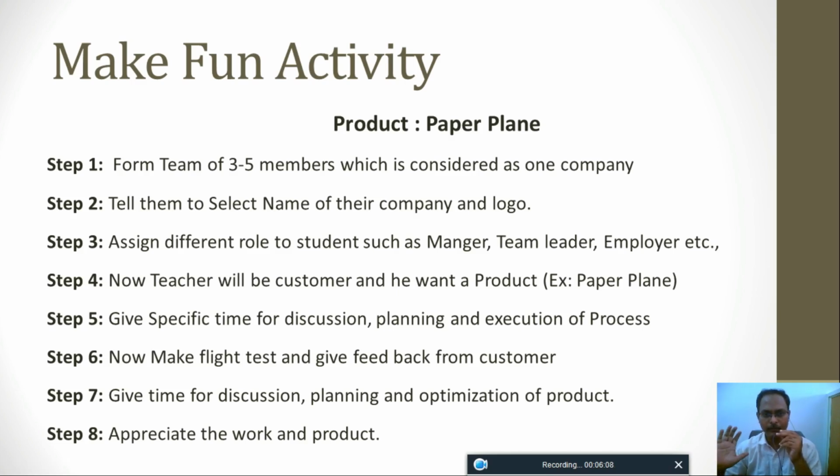Then in step 3, I assign different roles to students, such as managers, team leader, employees, etc. They can choose these and make their own roles, so that will be helpful.